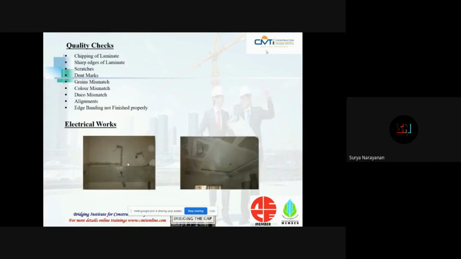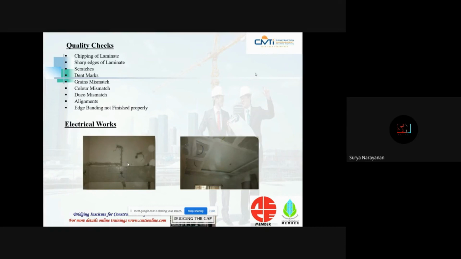The next is quality checks. These are the quality checks to be conducted in an interior. We should check for chipping of laminates, sharp edges of laminates, whether any scratches or dent marks are seen, and any grain mismatch, color mismatch, duco mismatch, alignment issues, edge banding not finished properly, etc.